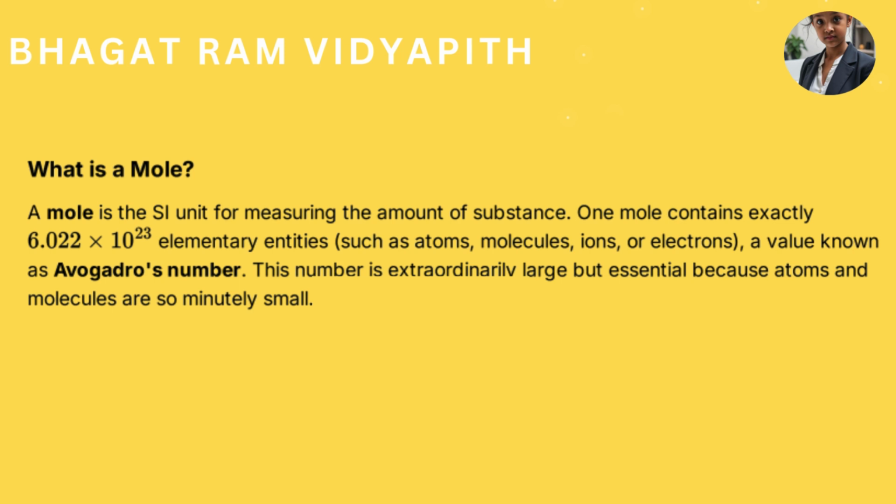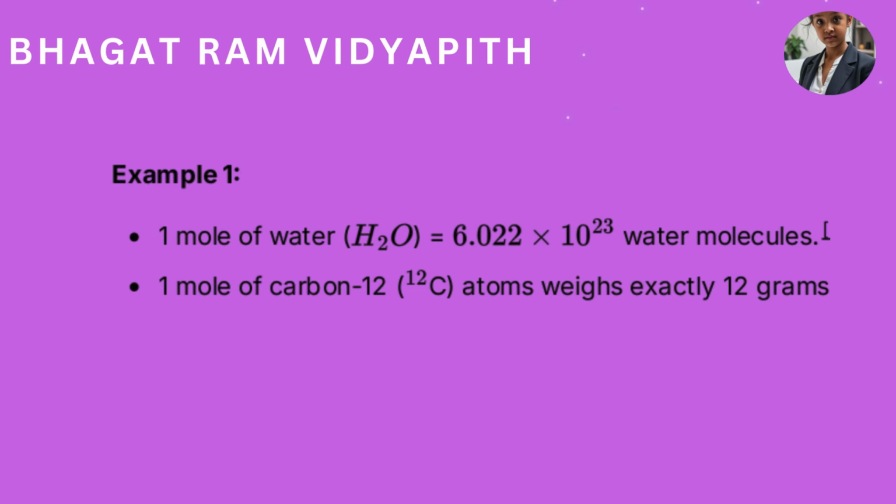To give an analogy, just as a dozen means 12 items, a mole means approximately 6.022 times 10 to the 23rd items. Because atoms and molecules are extremely tiny, the mole is used to count them. For example, 1 mole of water contains 6.022 times 10 to the 23rd water molecules. And 1 mole of carbon-12 atoms has exactly 12 grams of mass.